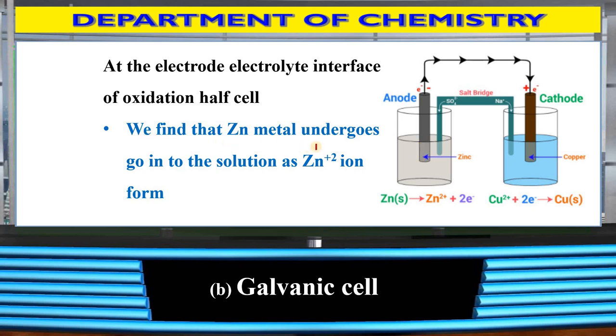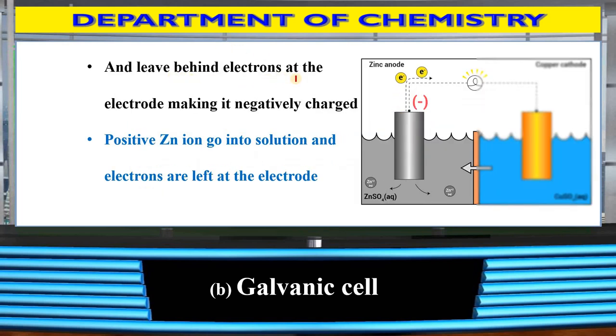on the surface of the electrode, an oxidation reaction occurs. That is, we find that zinc metal goes into the solution as Zn2+ ion. Zinc will go towards the electrolytic solution, leaving behind electrons at the electrode and making it negatively charged. See here, zinc metal goes into the solution by losing 2 electrons, and these 2 electrons will move towards the cathode compartment. Therefore, positive zinc ions go into the solution and electrons are left at the electrode.